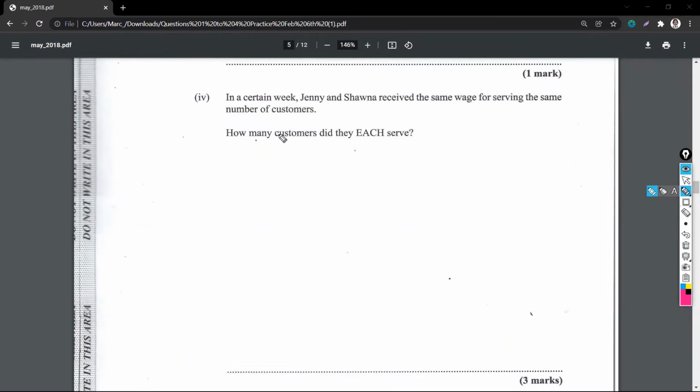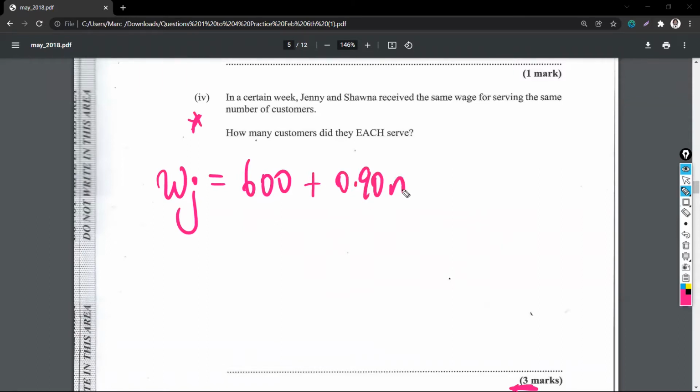So now, it says, in a certain week, Jenny and Shauna received the same wage for serving the same number of customers. How many customers did they serve? Guys, you notice this is 3 marks, and the reason why is because you need to put both of the equations together. The first one is WJ is equal to 600 plus 0.90N. And the other one is WS is equal to 270 plus 1.5M, right?